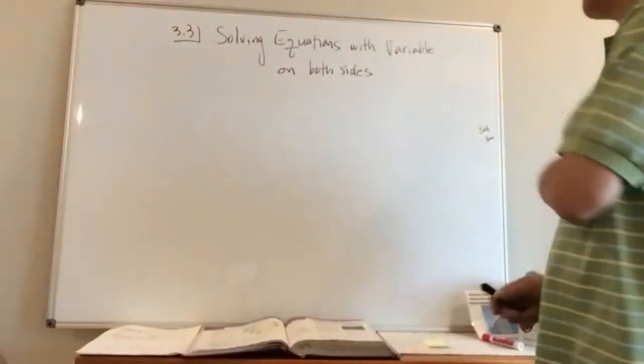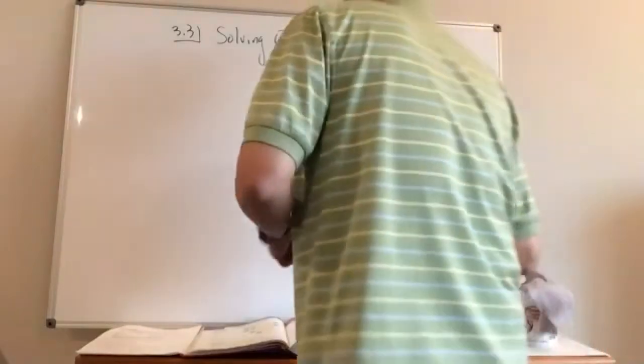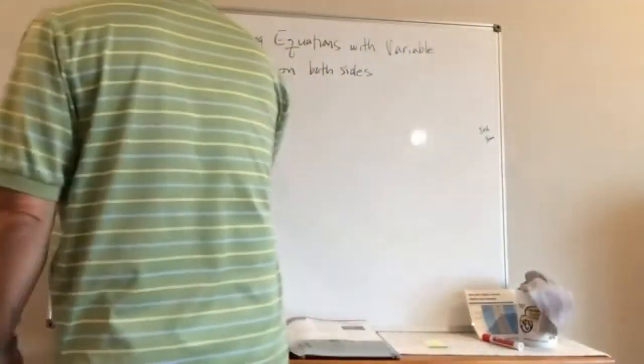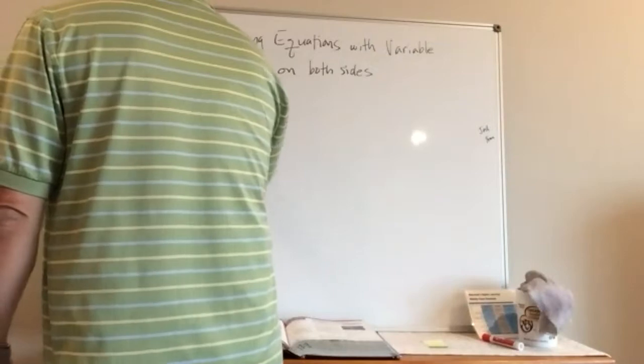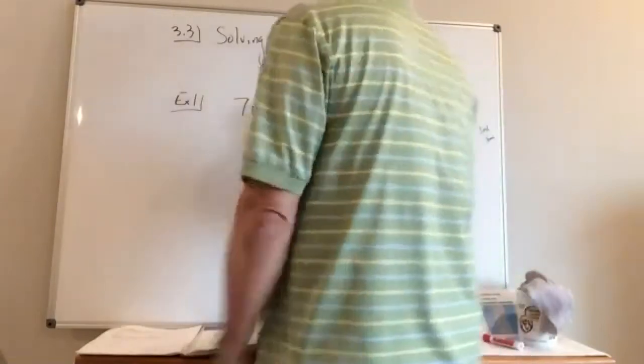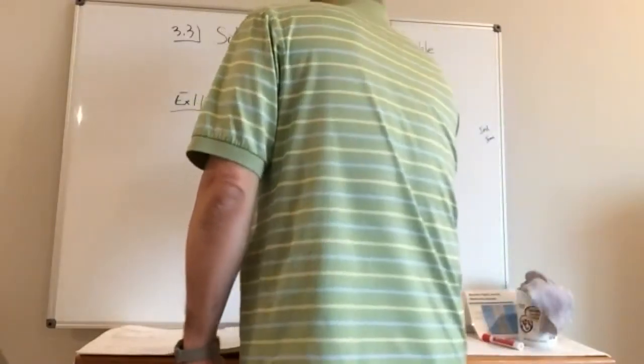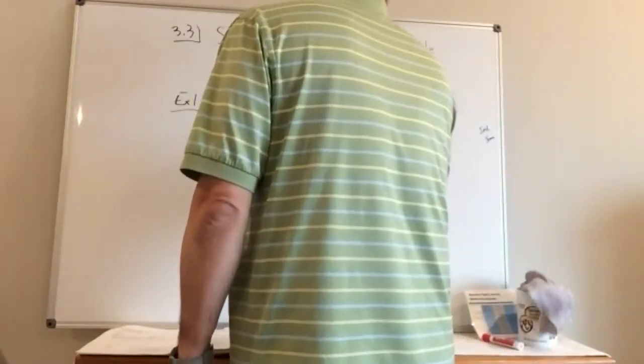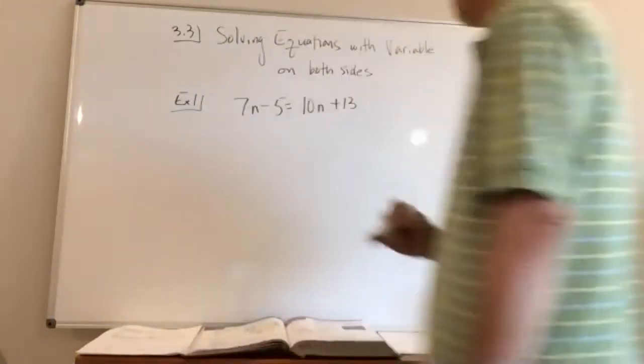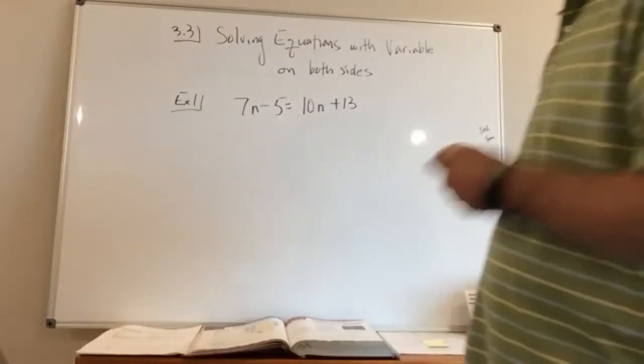Okay. So, solving equations with the variables on both sides. Let's go ahead and jump right into the example. This is something we should know how to do, but let's go ahead. 7n minus 5 is equal to 10n plus 13, okay?